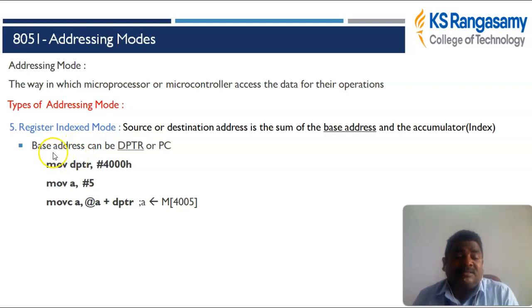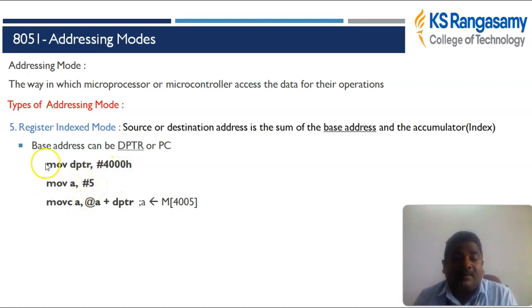For this category, the base address can be the data pointer or the program counter. For the first example, I have taken the data pointer instructions. Here MOV DPTR, #4000h means that the 16-bit data 4000h is copied to the data pointer DPTR. Now MOV A, #5. That means 5 will be copied to the accumulator. Now the data pointer contains 4000h, and the accumulator contains 5.